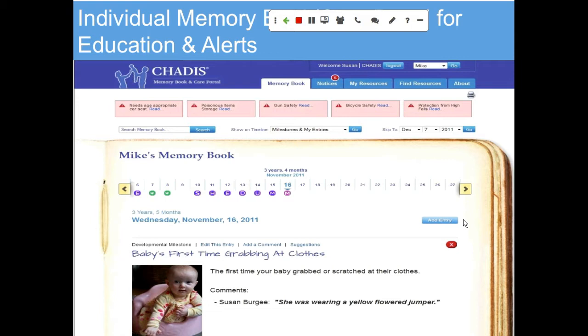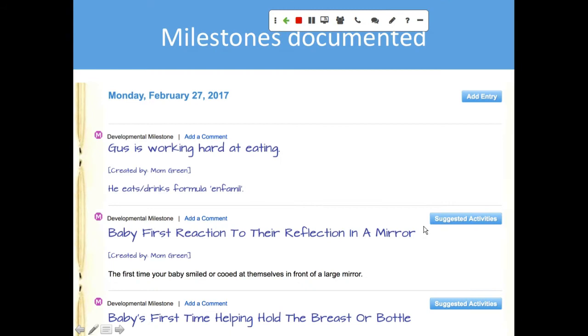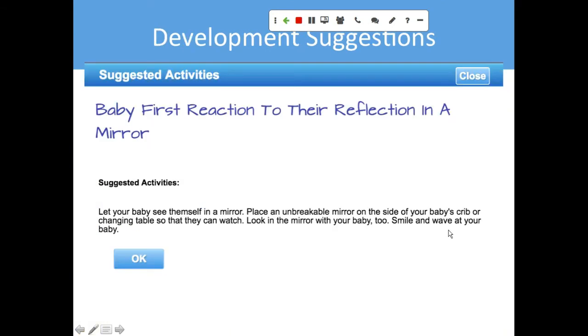I did. So this is the Memory Book Care Portal in Chattis that's available to every parent. Their milestones appear here, and next to the milestone will be a suggested activity link. They're pretty simple, but they come from the authors of the Ages and Stages Questionnaire, and they're relevant to what the child can do now. There's an activity relevant to that child. So we call that a developmental prescription. It's a kind of prescription. It's not medication, but it's right there available for you to access.